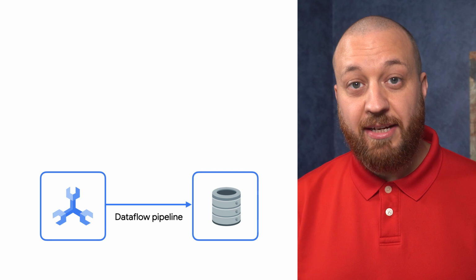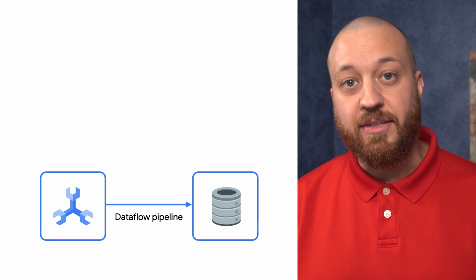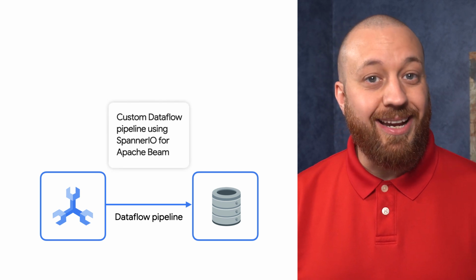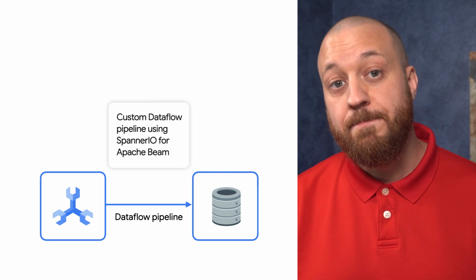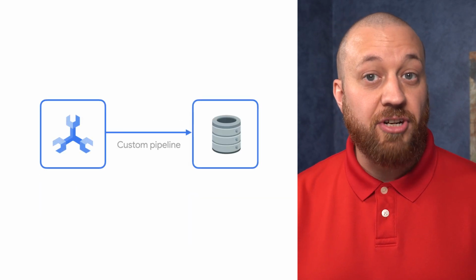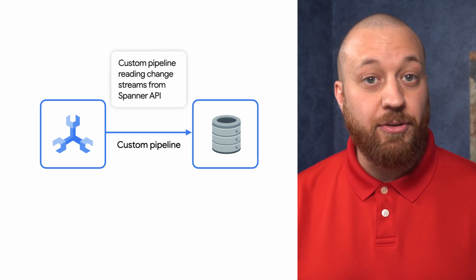If you need to publish data changes to another destination, or if you need additional processing of the data changes, then you can create a custom pipeline that leverages the Apache Beam SpannerIO connector. It is also possible to connect directly to the ChangeStream API to create a customized data pipeline without using the SpannerIO connector. It's possible to have multiple change streams in the same database, and even multiple change streams tracking the same tables or columns.